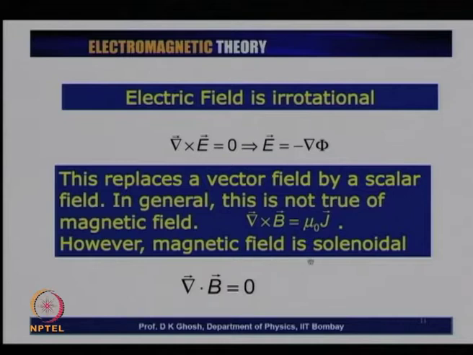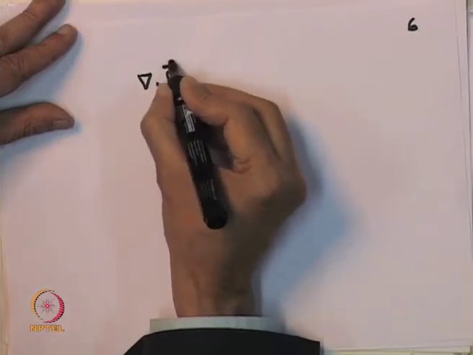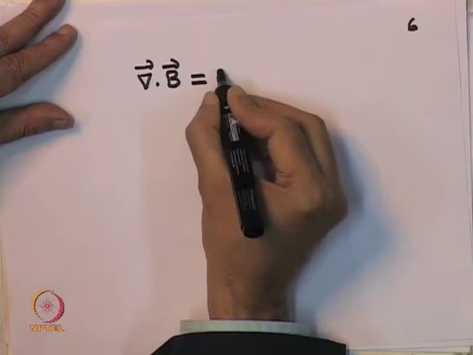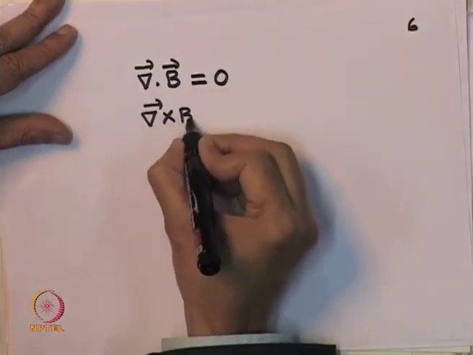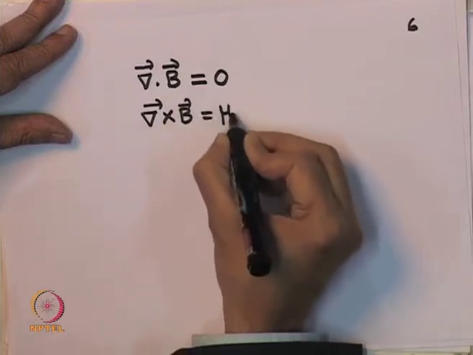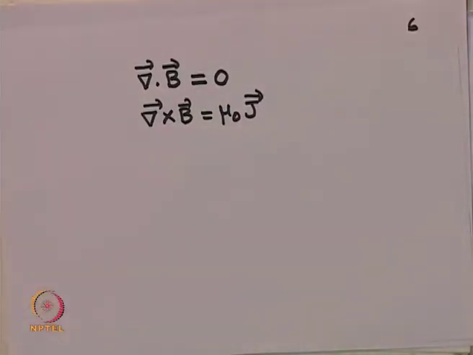However, there is one point here, that the magnetic field is solenoidal, namely del dot of B is equal to 0. So, let us write down those relationships: del dot B equal to 0, this of course we have seen is nothing but Gauss's law, and del cross B according to Ampere's law was equal to mu 0 times the current density J. Now, the question is this: can I get a potential at all? The answer is yes.